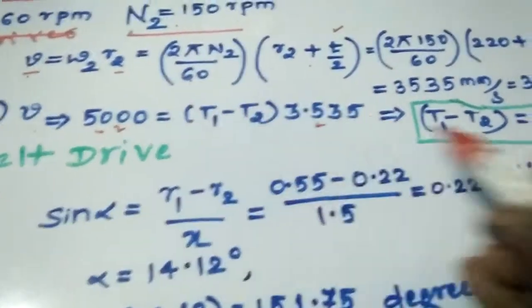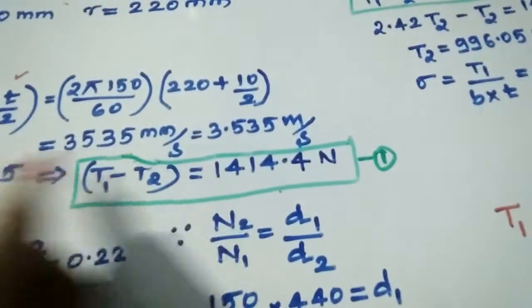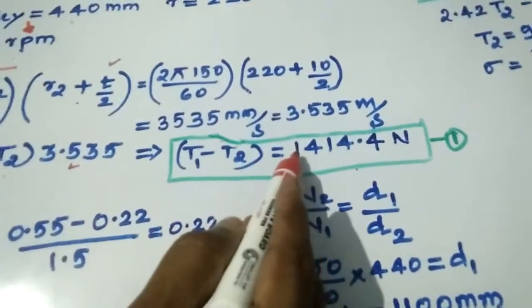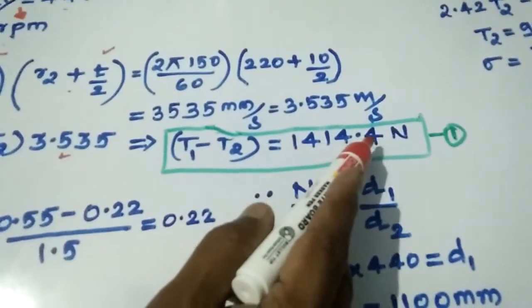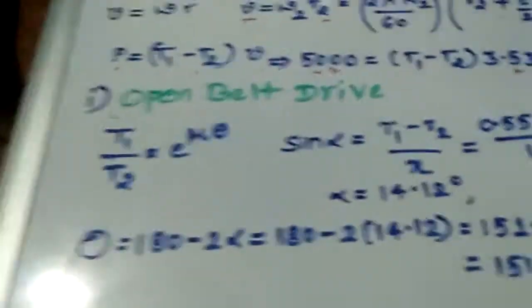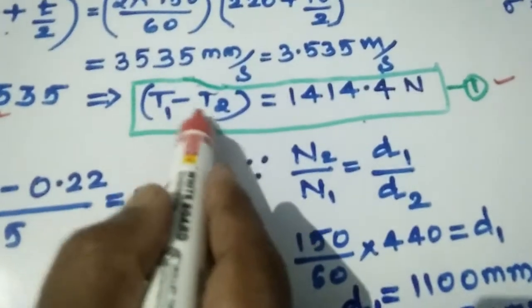Then you will get the equation in the form of T1 minus T2 equal to 5000 divided by 3.535. You will get the equation T1 minus T2 equal to 1414.4 Newton. Take this as the first equation. Using the power equation you got one equation in the form of T1 minus T2.